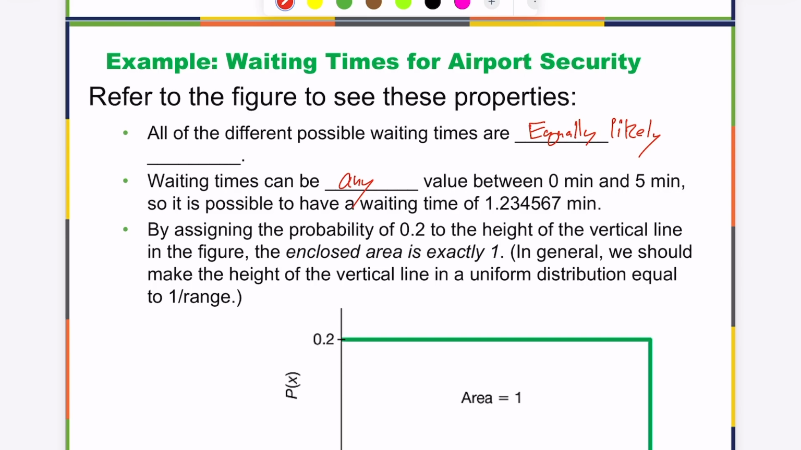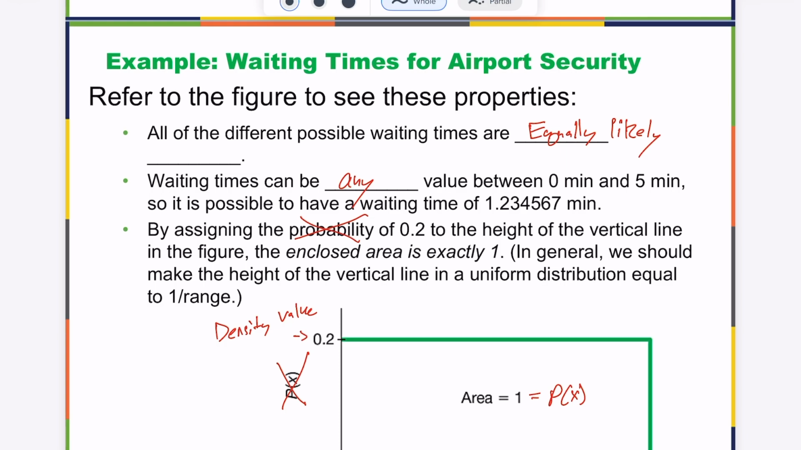1.23456 minutes. By assigning the probability, okay, now that is not the probability, and that is not P of X. The area is the probability. This right here is what I'm going to call a density value. So by assigning the density value of 0.2 to the height of the vertical line in the figure, the enclosed area is exactly 1. Is that true? Let's see, base times height. Base is 5, height is 0.2.